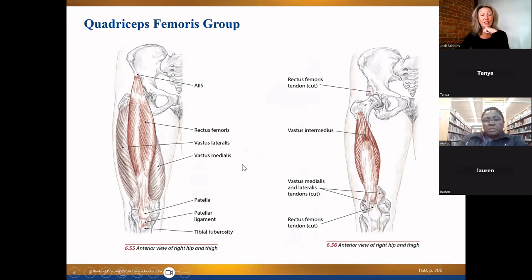All right, let's take a look at the quadriceps group. So here's the ASIS, where the rectus femoris attaches. And we've got the vastus lateralis, right? We can say the vastus brothers and the semi-sisters. So vastus medialis, vastus lateralis, medial and closer to the body, lateral and away from the body. Good. And then the vastus intermedius.